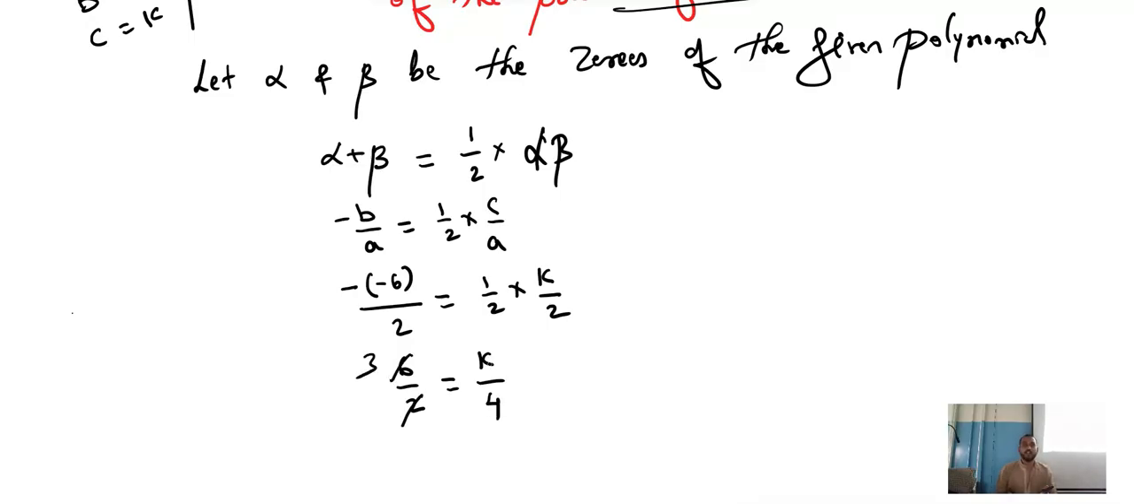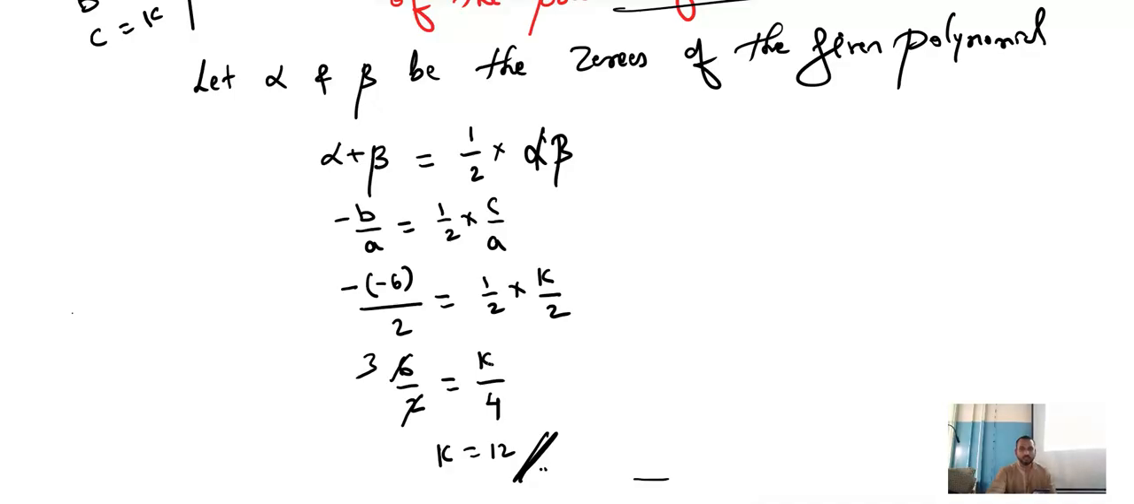We need the value of k. Then k is equal to 4 into 3, 12. So this is the value of k. Is this clear? How we need to find the value of k? In case this type of question comes, it carries 2 marks.